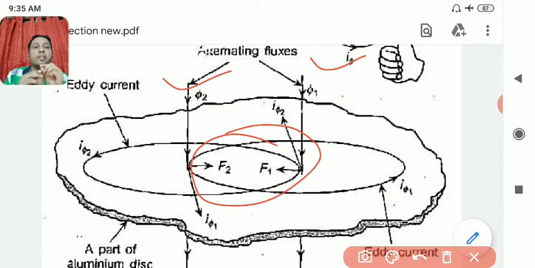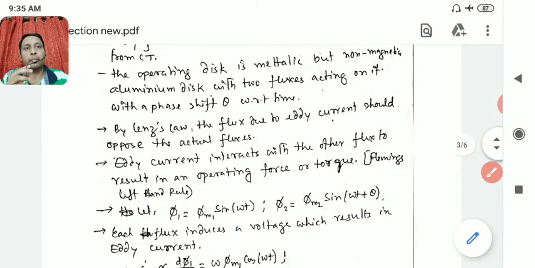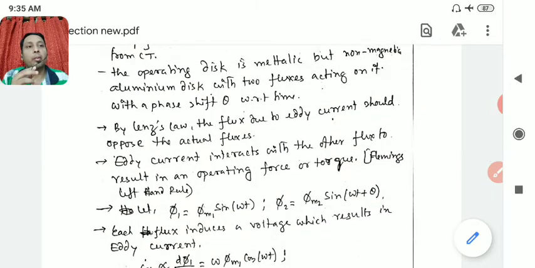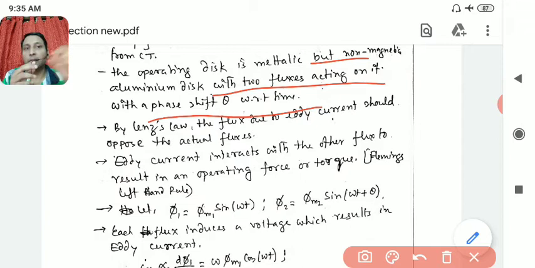Now let us derive this force. What will be the expression of this, and on what parameters is it depending? Let us see. So the operating disc is metallic and non-magnetic, an aluminum disc, with two fluxes acting on it with a phase shift of theta with respect to time.